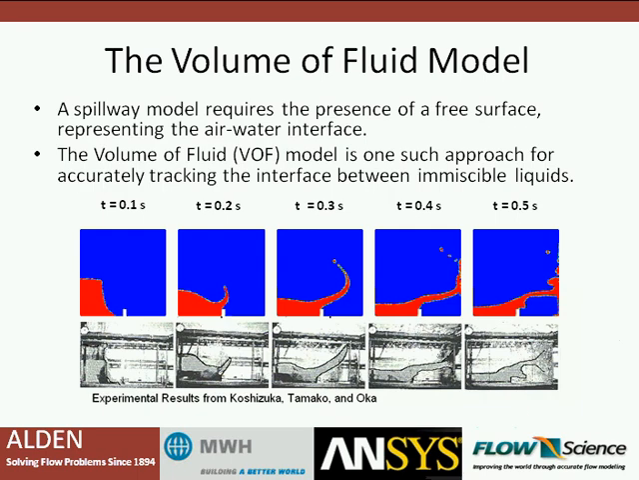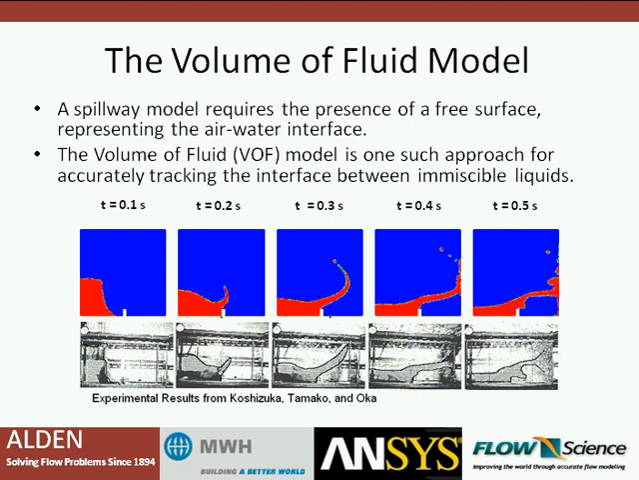A key physical aspect, though, on the solver side that we should talk about before going on to the solution is that we need to be able to accurately represent the height of the free surface throughout the entire domain. The volume of fluid, or VOF model in Fluent, can model 2 or more miscible fluids by solving a single set of momentum equations and tracking the volume fraction of each of the fluids throughout the flow domain.